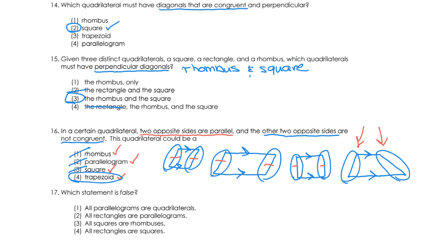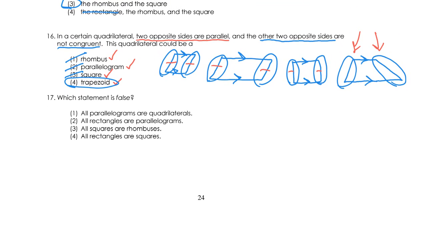Okay, number 17. Last question. Which statement is false? All parallelograms are quadrilaterals. Every single parallelogram has 4 sides. That is true. They're looking for false. All rectangles are parallelograms. That is true as well. All squares are rhombuses. A square is everything, so yes, it is a rhombus. That's also true. All rectangles are squares. That is not true.